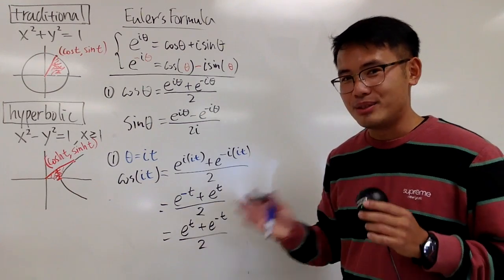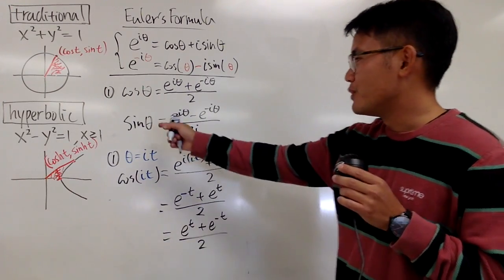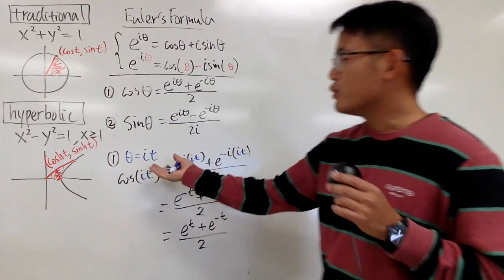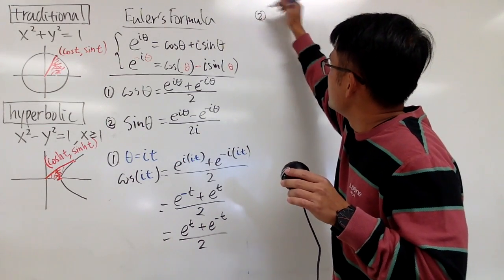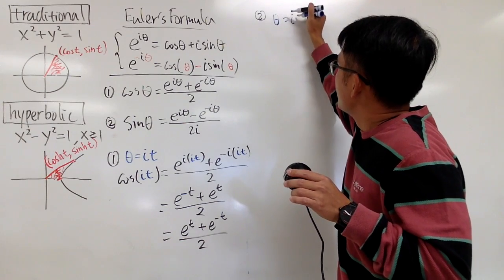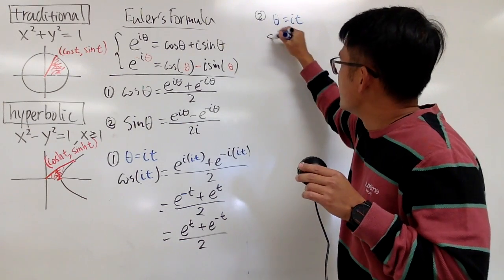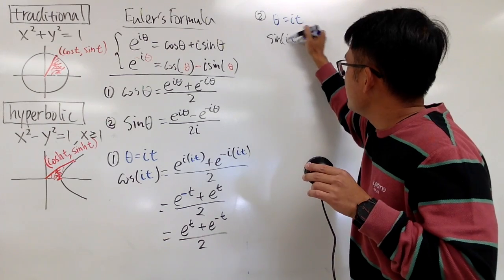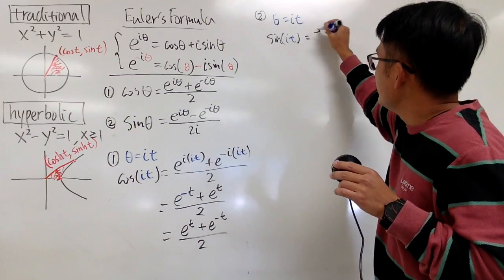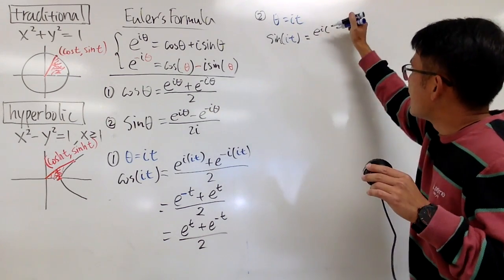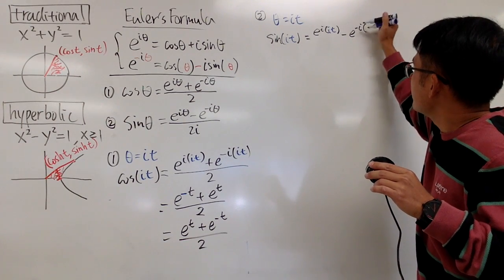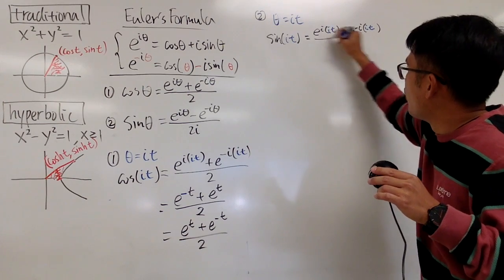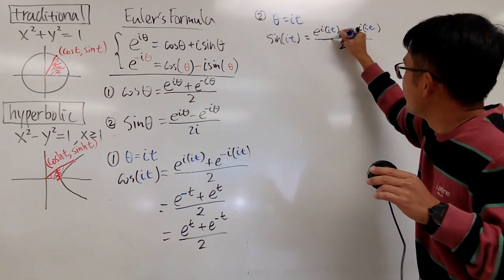And I'm going to leave this to you guys for now, and I will move to sine theta. And we'll do the same. I will plug in it for theta. So here is that. Theta is equal to it. Therefore, we get sine of it. This is equal to e to the i times theta is it, and then we minus e to the negative i times it, and then all over 2i here.